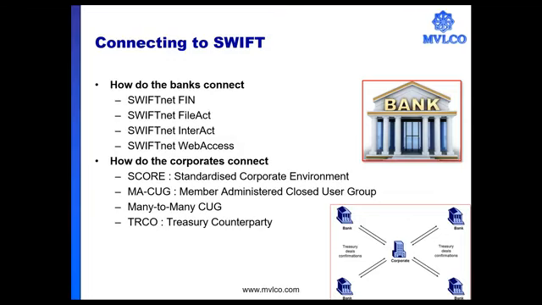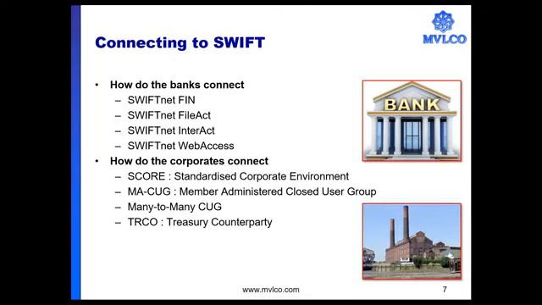To summarize then, there are 4 mechanisms which a bank can use to communicate with SWIFT. One is SwiftNet FIN, the second is SwiftNet FileAct, the third is SwiftNet InterAct, the fourth is SwiftNet WebAccess. And when a corporate wants to connect, it would use these products: SCORE, the member administered closed user group, the many-to-many CUG, and the TRCO or the treasury counterparty model.